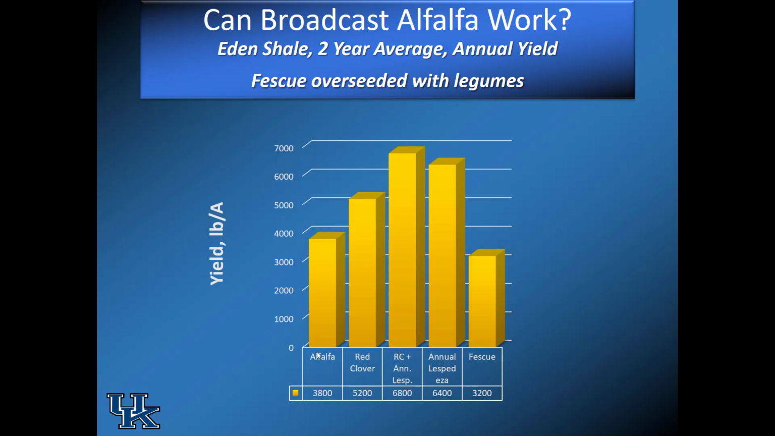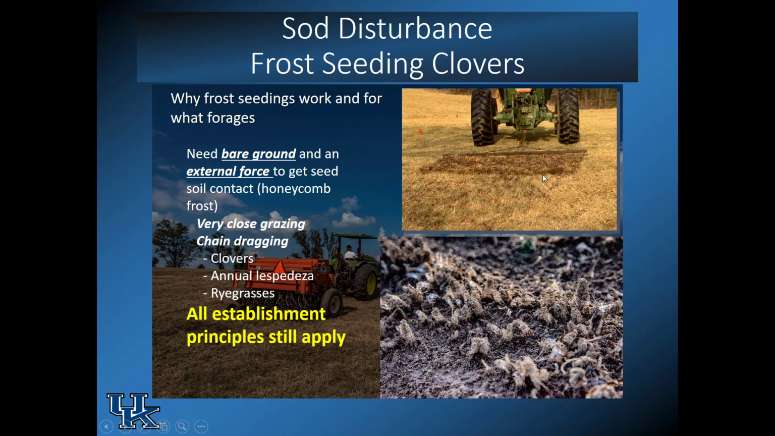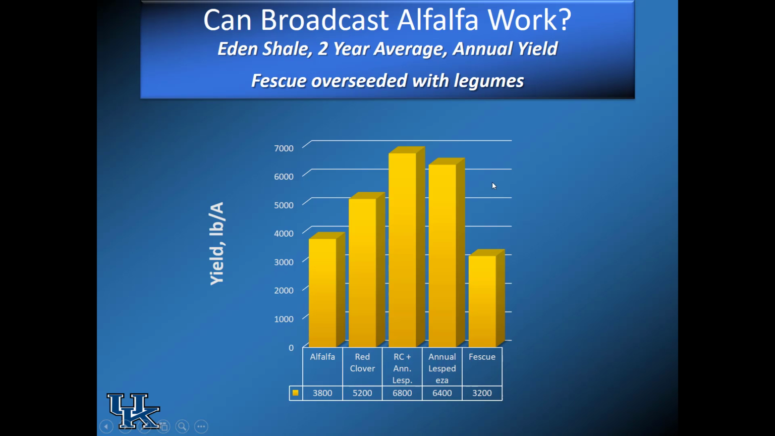We oftentimes get the question, can broadcast alfalfa work? Red clover seed and alfalfa seed look pretty similar, and we know red clover can work by broadcasting onto sod or closely grazed sod or disturbed sod. What about alfalfa? Well, this is the yield from a study that we did in Owen County. In fact, that's where this picture was taken, where we compared alfalfa broadcast onto fescue, red clover broadcast, red clover and annual lespedeza or annual lespedeza alone, compared to fescue with nothing. You can see that with the alfalfa there was some, but it was not much better than the fescue alone. The red clover and the annual lespedeza treatments were greatly superior in both legume content and annual yield.